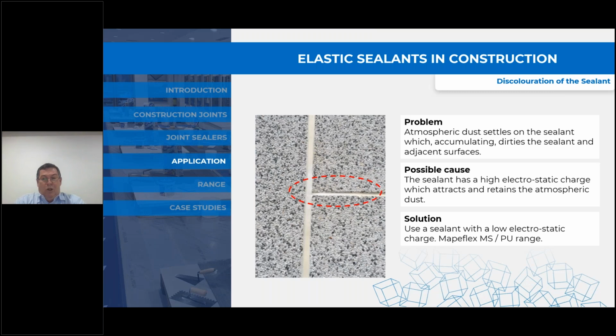Discoloration of sealants is also quite a common thing. Atmospheric dust settles on the sealant, sometimes while it's still wet, so it's almost unavoidable unless it's protected while the application occurs. But this can also be electrostatic charge, which attracts and retains the atmospheric dust. So again, in these cases, good protection and closing the work area off and ensuring that no dust blows in, but also using a low or a no electrostatic charge type material like an MS polymer or a polyurethane.